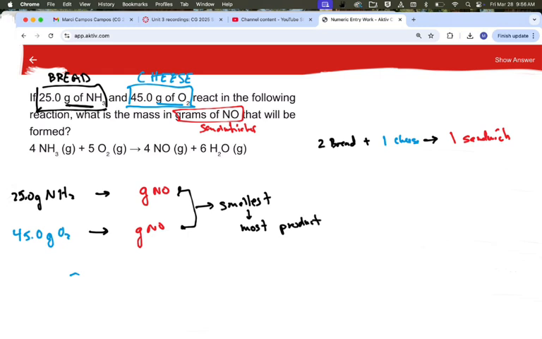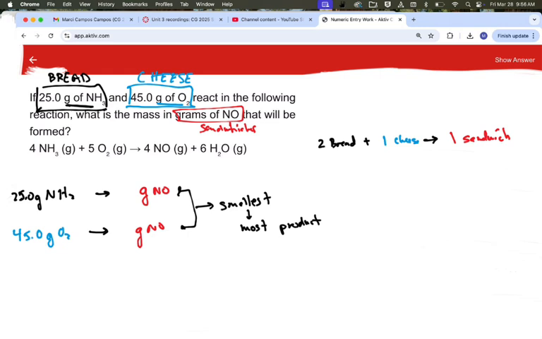Okay, and that tends to trip people up. You're like, well, if it's the smallest, why is it the most? Because you've run out of that ingredient. Okay, if I only have 1 slice of bread, I can't make a sandwich. Even if I have 50 slices of cheese, I still can't make that sandwich. It's the smallest number that dictates the most product.